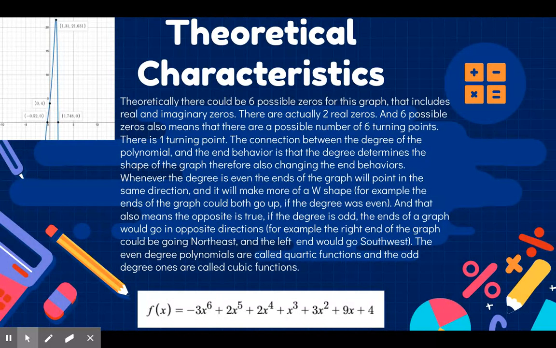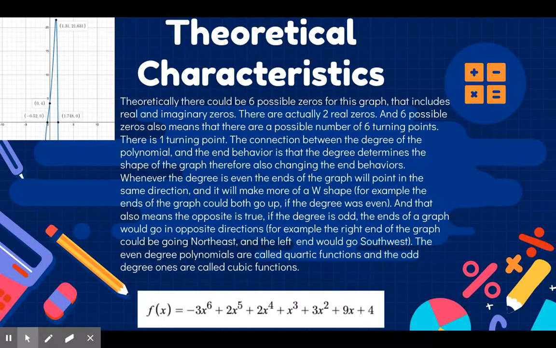graph. The connection between the degree of the polynomial and the end behavior is that the degree determines the shape of the graph, therefore changing the end behaviors. So an even degree would mean that it takes on more of a W shape, and if it's odd, it takes more of an opposite line. For example, the right end could be going northeast and the left end could be going southwest, so it would be going in opposite directions.